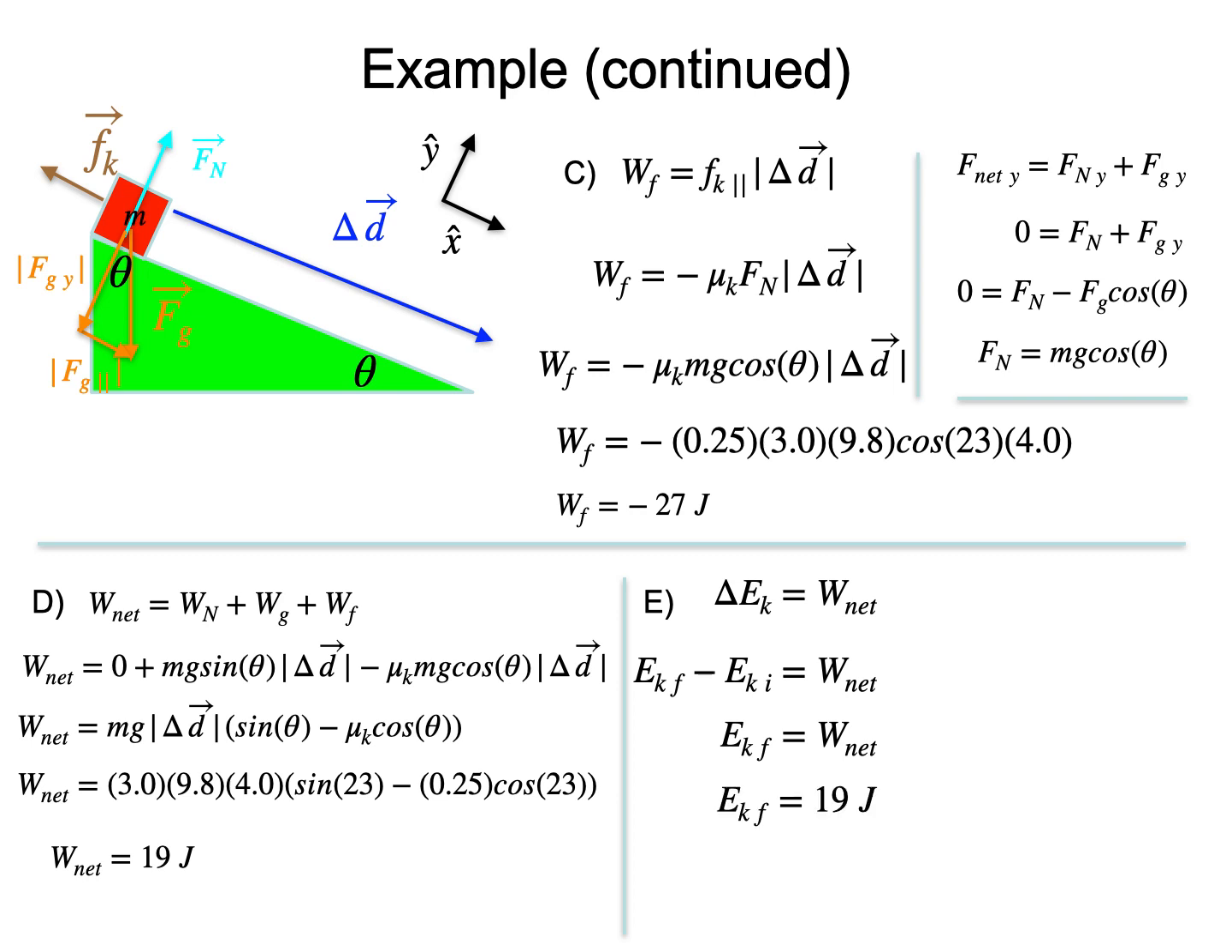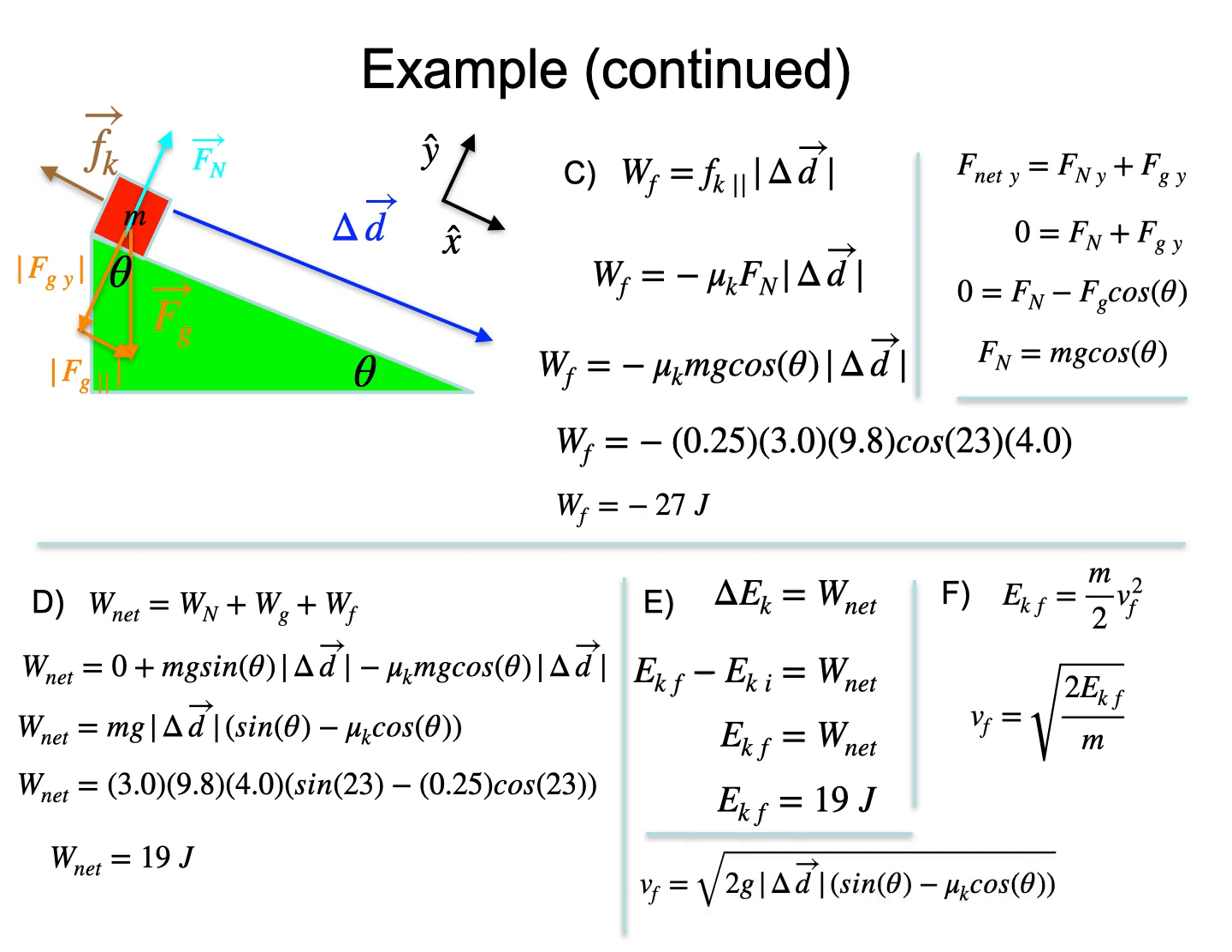The final part to this question is to evaluate the speed at the bottom of the incline. Here is the equation relating kinetic energy to the speed. Isolating for Vf gives this expression. Since EKF is equal to the net work, we can substitute the expression for the net work into the last equation and remove the mass from the expression to give this. Supplying the numerical values for the givens similarly to what was done in part D leads to a final answer of 3.5 meters per second.